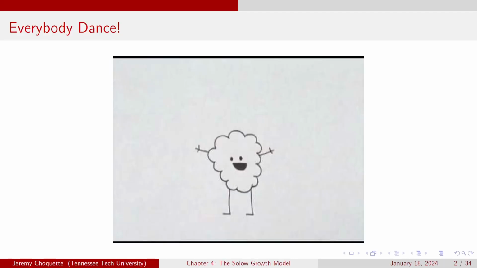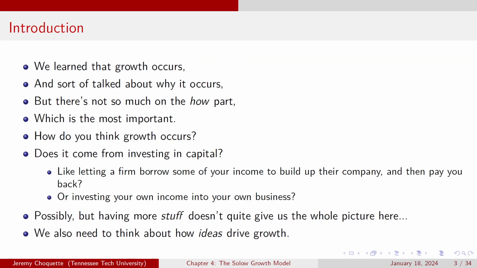So the Solow growth model was developed in 1958 by Robert Solow. Actually, probably developed a little bit before that. It was published, I believe, in 1958. Robert Solow is an incredibly influential economist. He got the Nobel Prize in economics. Really awesome economist. So anyways, enough about that.